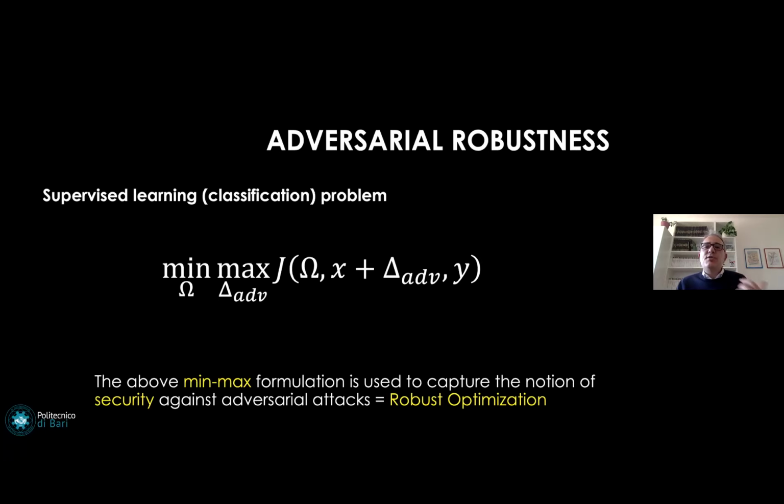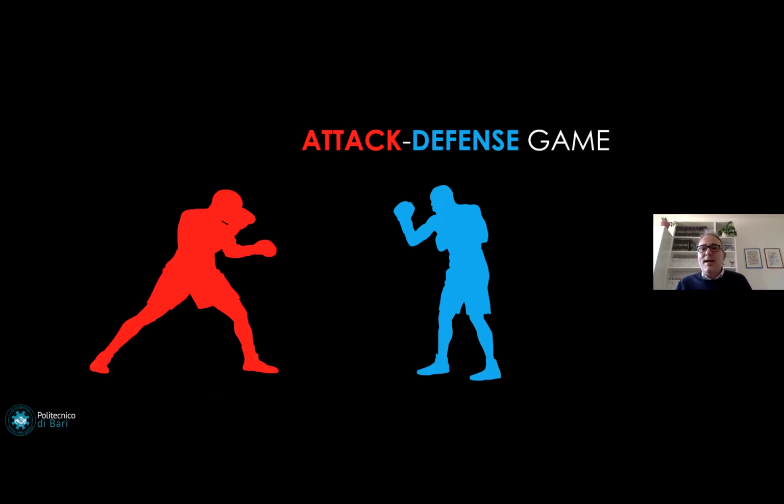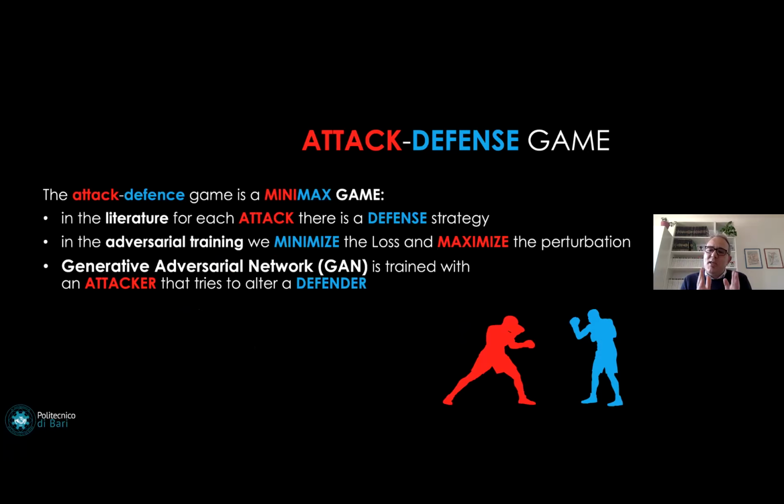Okay, so this is everything related to adversarial machine learning for attack and defense. And at the end, we see that we have this game between an attacker and a defender. So we have the attacker that tries to fool the machine learning system, and at the same time, we have the defender that tries to behave correctly.